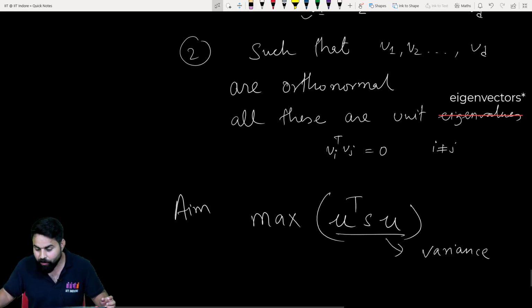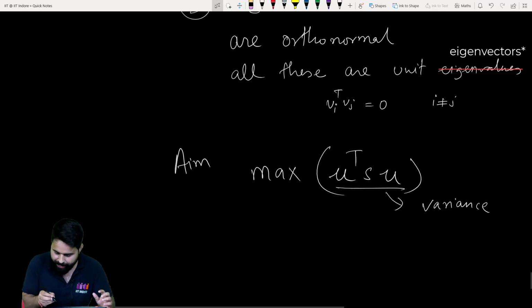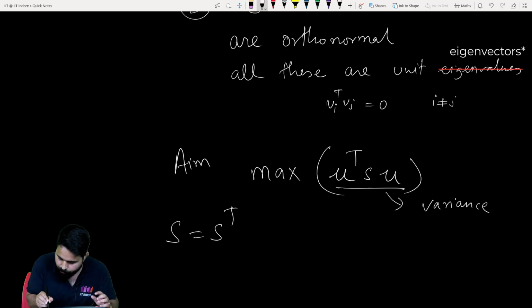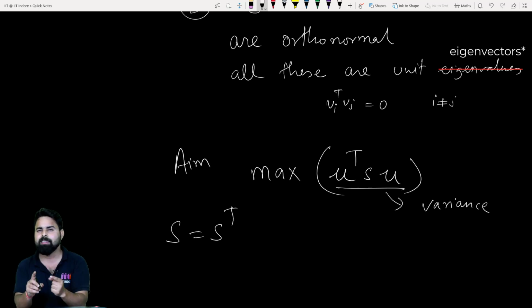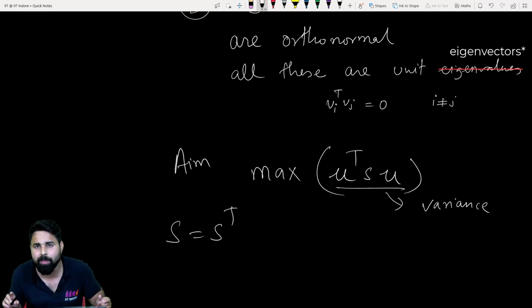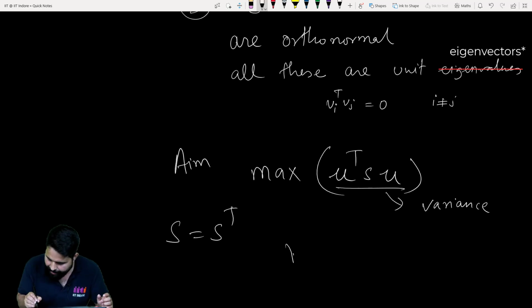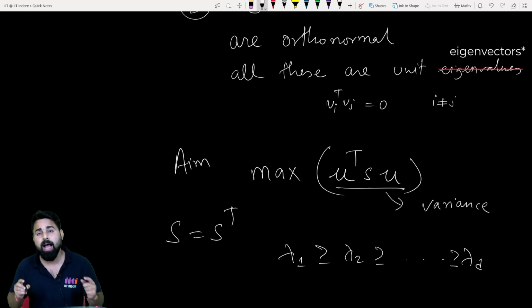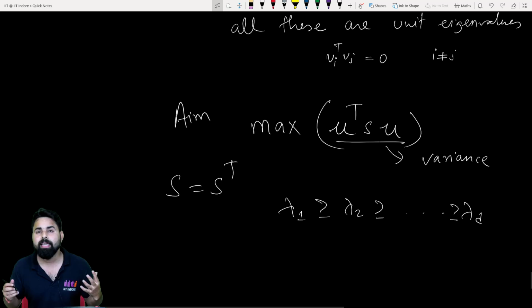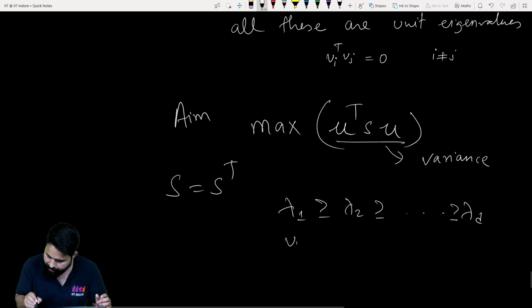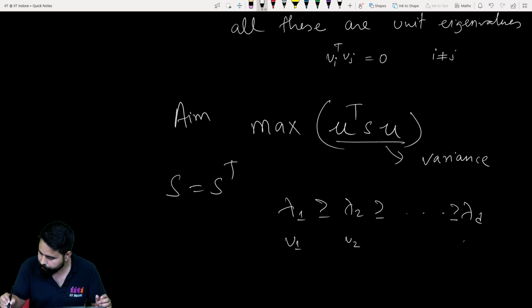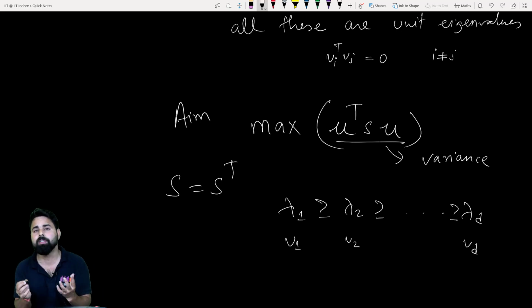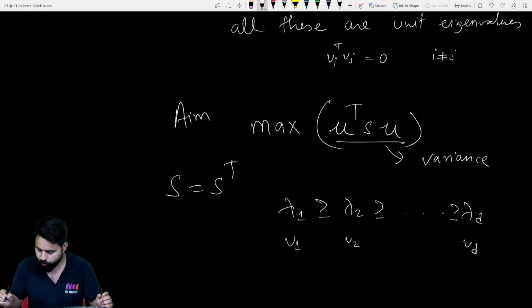Okay. So now as we know that S is a symmetric matrix, so S equal to S transpose, and the order of this symmetric matrix is D cross D. So there exist D eigenvalues. Let me write these eigenvalues as lambda 1 greater or equal to lambda 2, and so on. So I am arranging these eigenvalues. And the corresponding eigenvectors, let me choose the same as earlier, V1, V2 up to Vd. These are unit eigenvectors and they are orthogonal to each other.